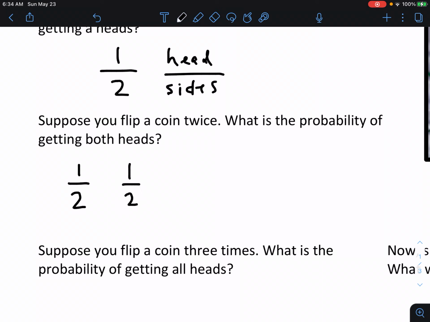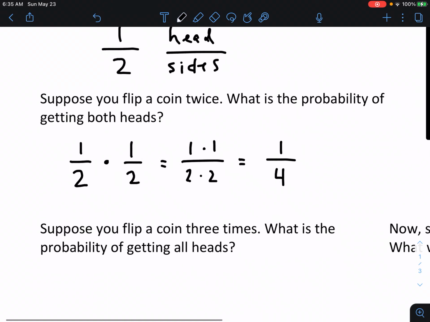But since we're doing something twice, we have to multiply those probabilities together, and we multiply them 2 times, just exactly like what we have here, 1/2 times 1/2. So we multiply across when we do that, so we end up with 1 times 1 over 2 times 2, or 1/4. Okay, so the probability of flipping a coin twice and getting heads both times is 1/4. Okay, and then we can continue.